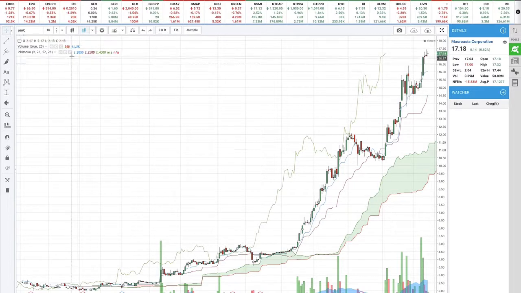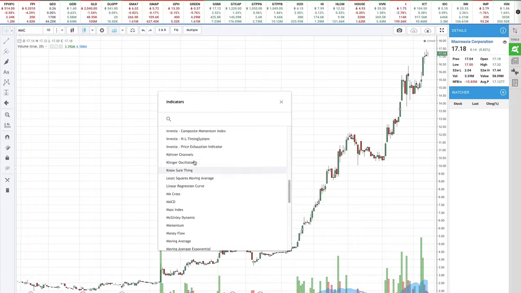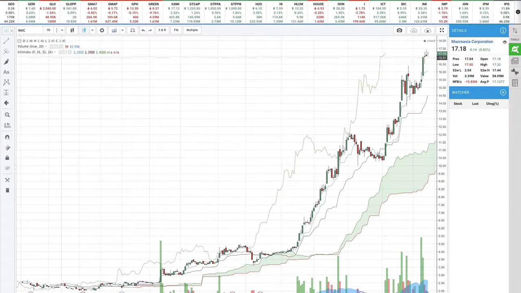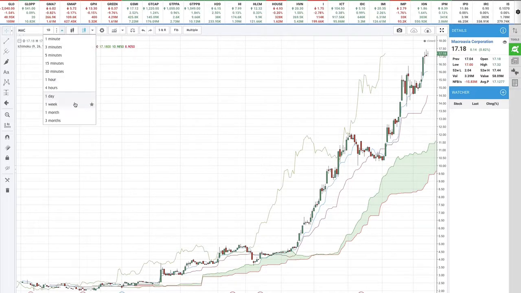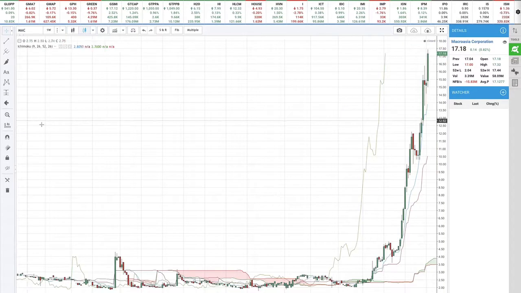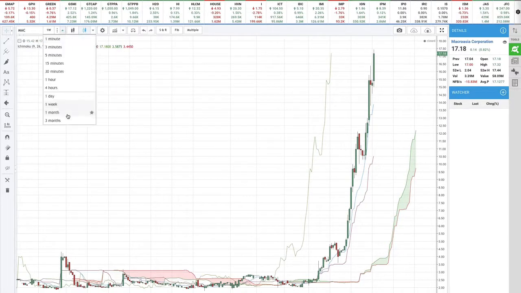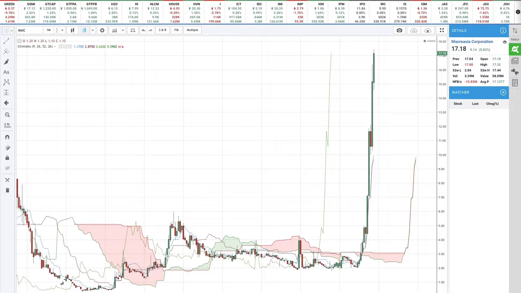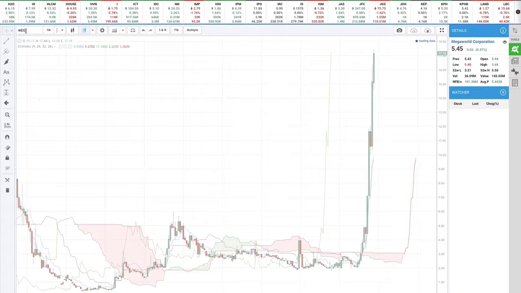This is the daily chart for MAC. It's bullish. It's a strong trend. You have a weekly chart for MAC. It's also bullish, trending above the Kumo. This is the monthly chart for MAC. It is also bullish, trending above the Kumo. So that's why it's an easy trade to get into and out of. You have MEG, the same thing.